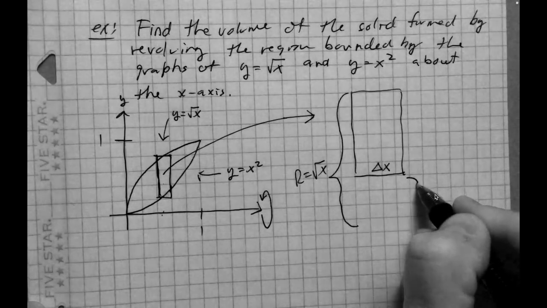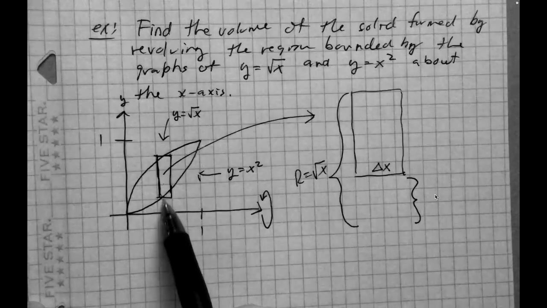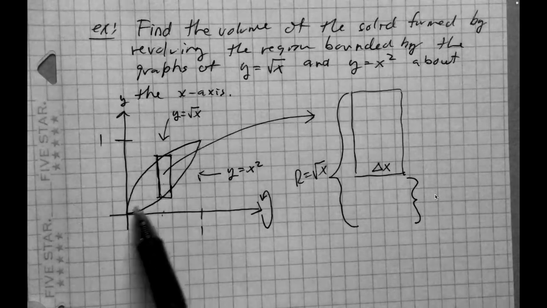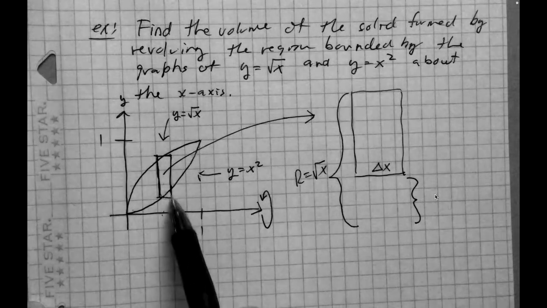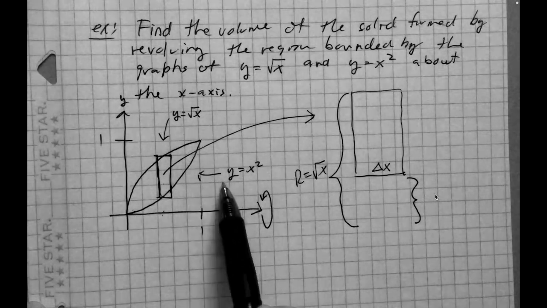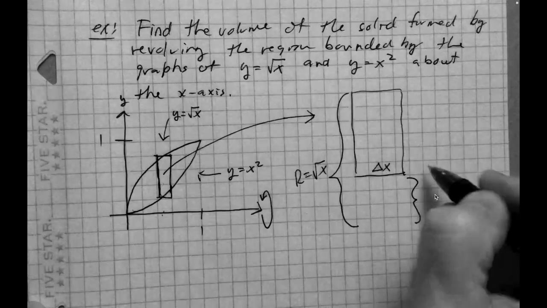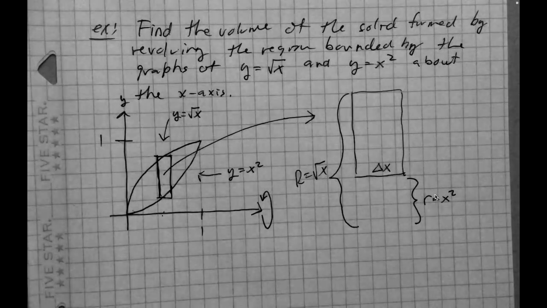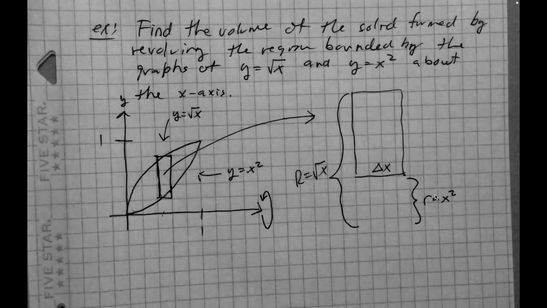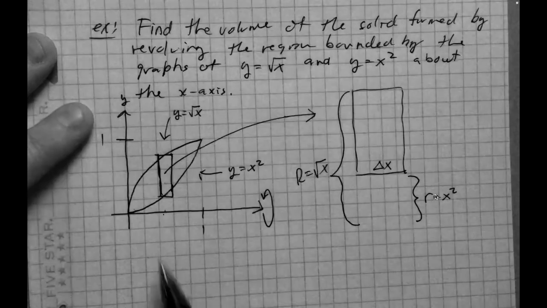Little r is going to guide where the lower edge of the rectangle is, and that's going to be the other function, y equals x squared. So little r is equal to x squared. Okay, so that's the setup. And you can imagine what this is going to look like.